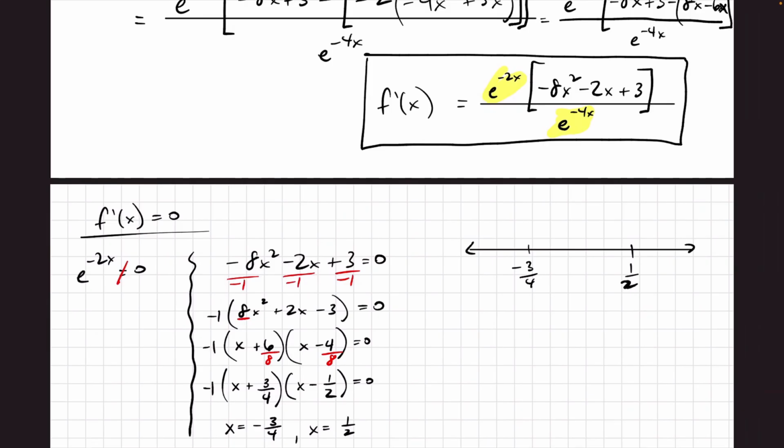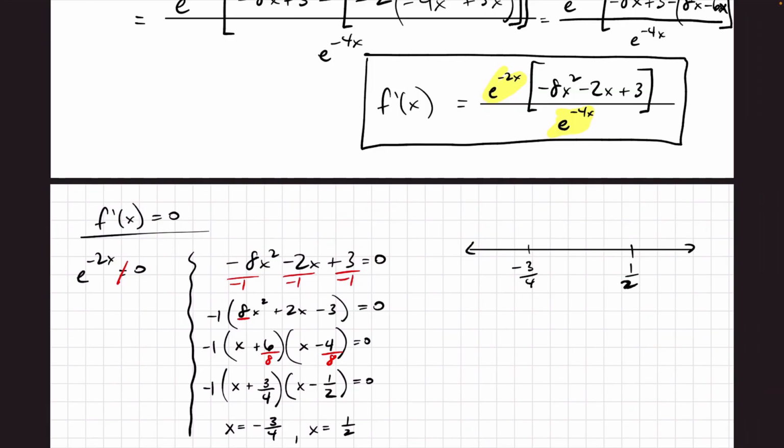So e to the negative 2x just means 1 over e to the 2x. It doesn't mean negative number. Negative powers do not mean negative numbers. So those yellows are always going to be positive. So really, I just care about the inside. Is that going to be positive or negative? And again, if you can do it as mental math in your head, great. If you want to write it down, go for it. That's whatever you're more comfortable doing.